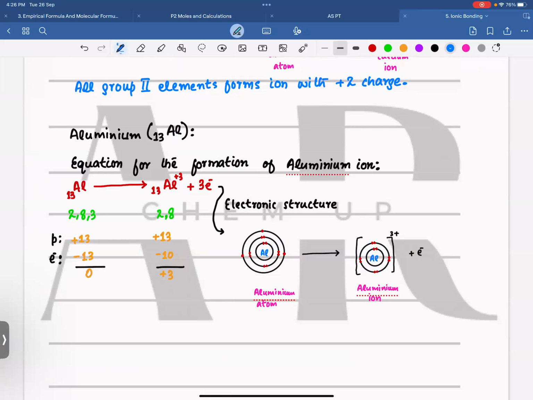So all group 3 elements form ions with a +3 charge, except boron. That is the first element.